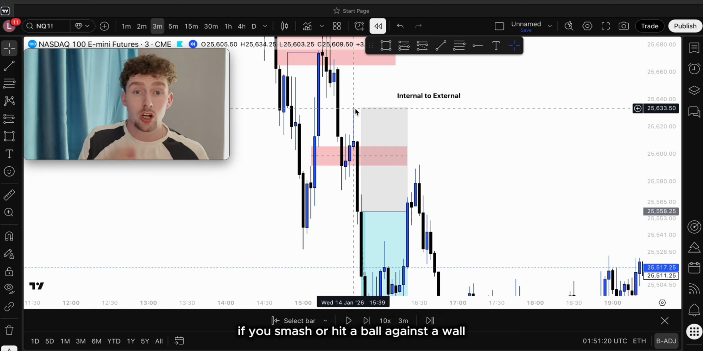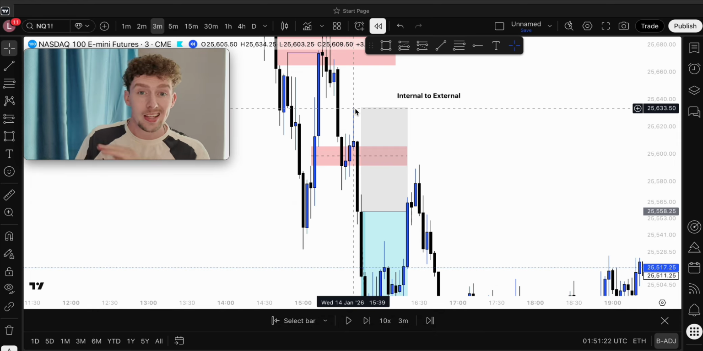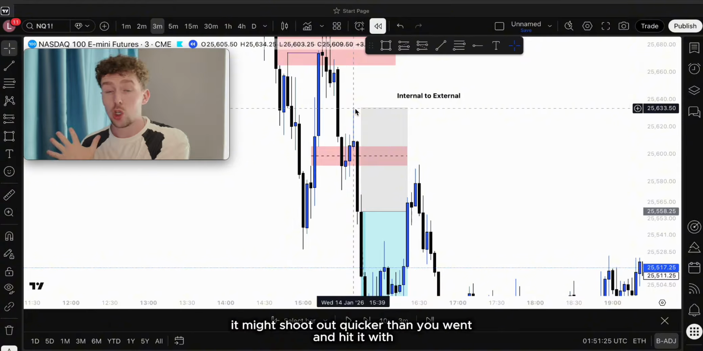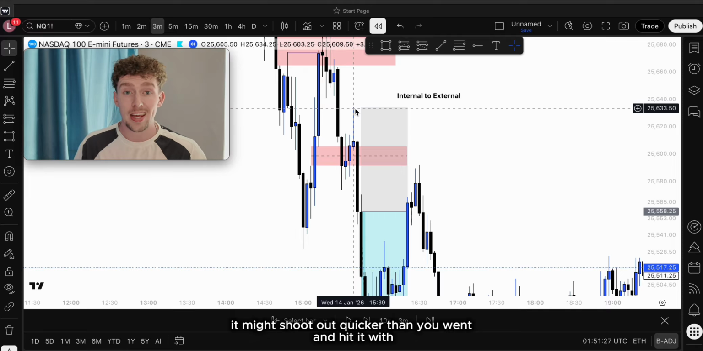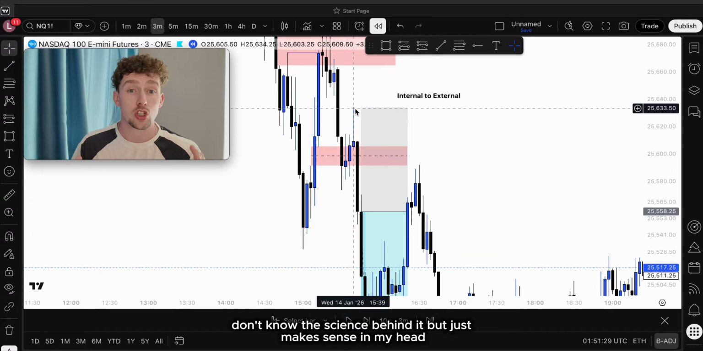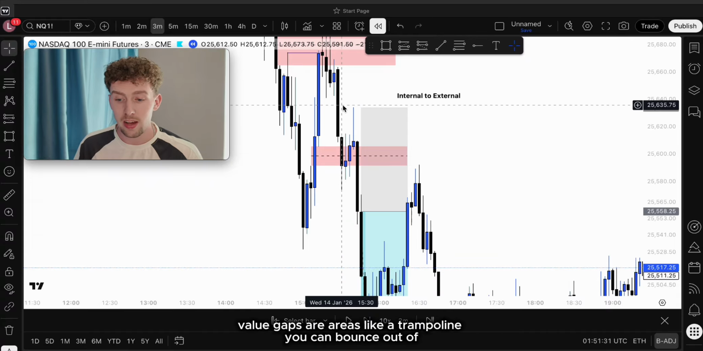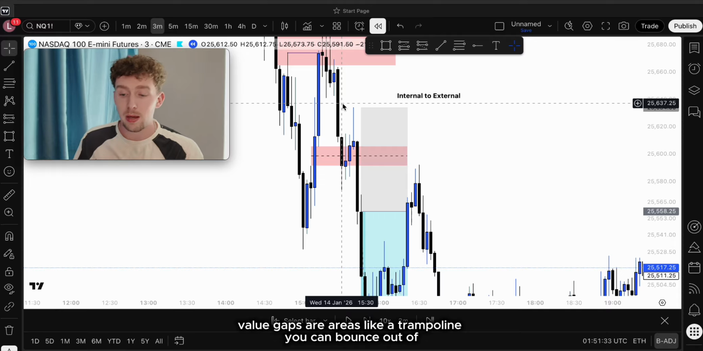If you smash or hit a ball against a wall, if you're really close to the wall, it might shoot out quicker than you went and hit it with. Don't know the science behind it, but it just makes sense in my head. Pretend your fair value gaps are areas like a trampoline you can bounce out of.